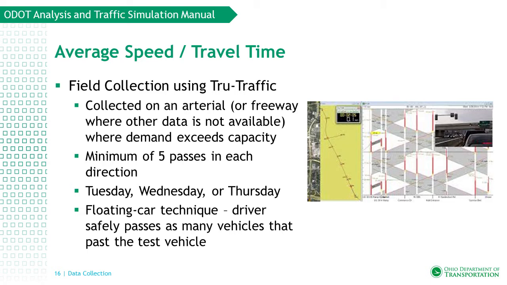It is recommended that travel times be collected on an arterial, not for a single intersection analysis, or a freeway project where other data is not available and the demand is known to exceed capacity. At least 5 passes in each direction during each analysis time period are required. More passes are preferred in the event that some runs need to be thrown out. Data should be collected on a Tuesday, Wednesday, or Thursday during a week without a holiday.